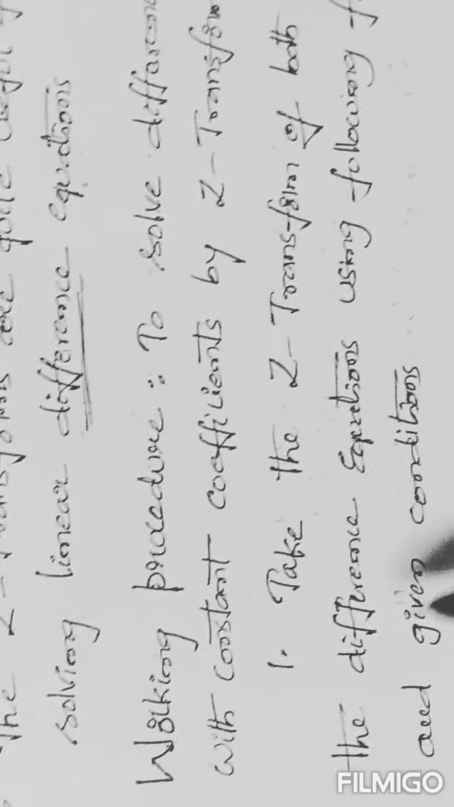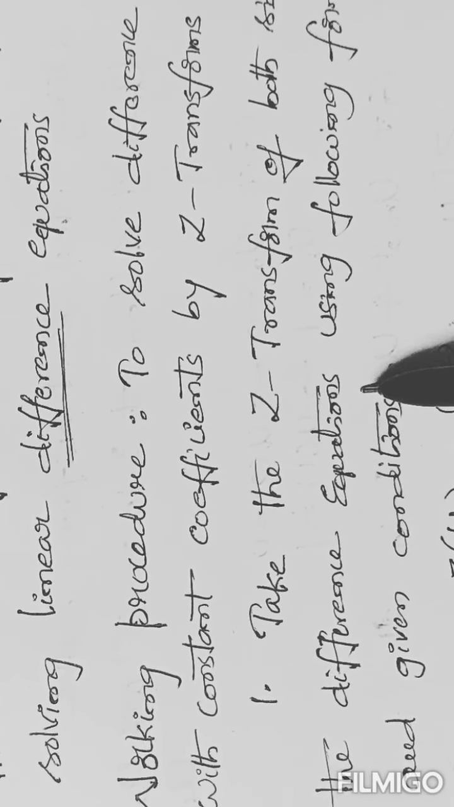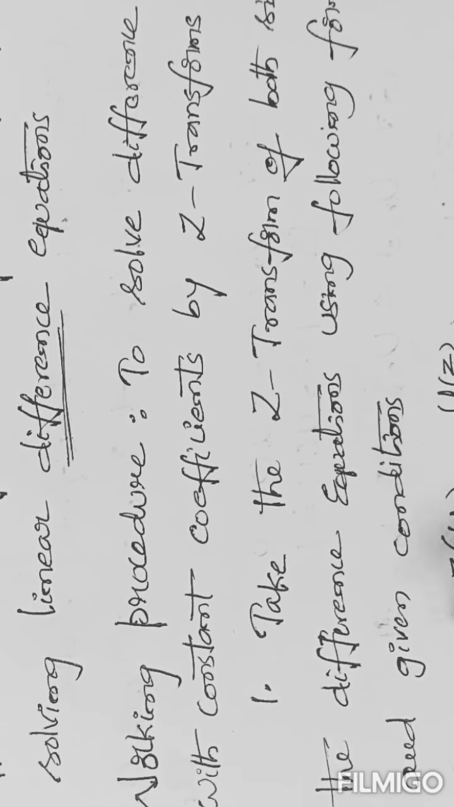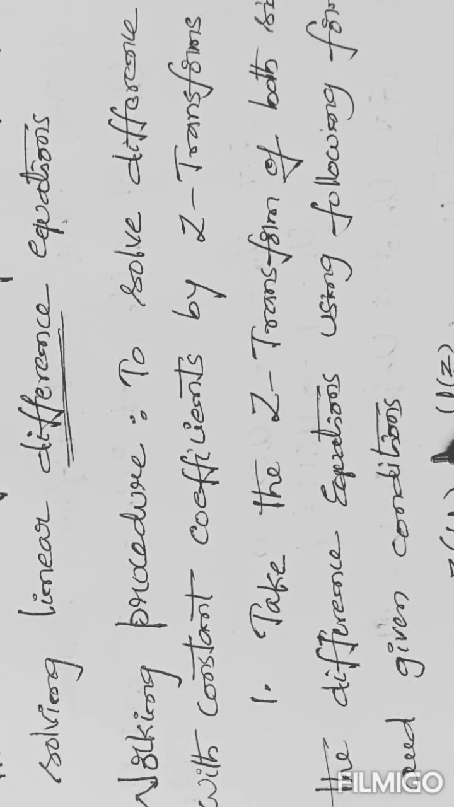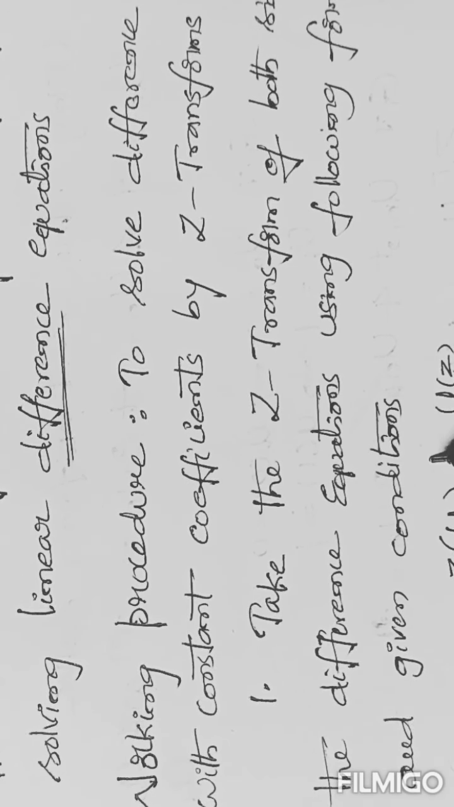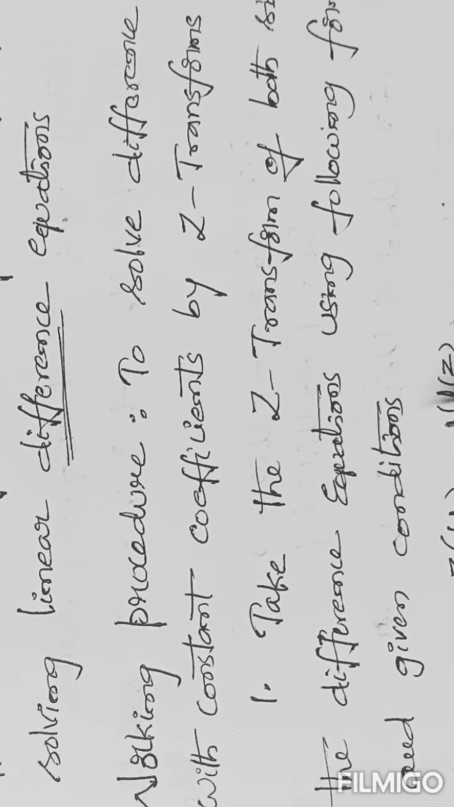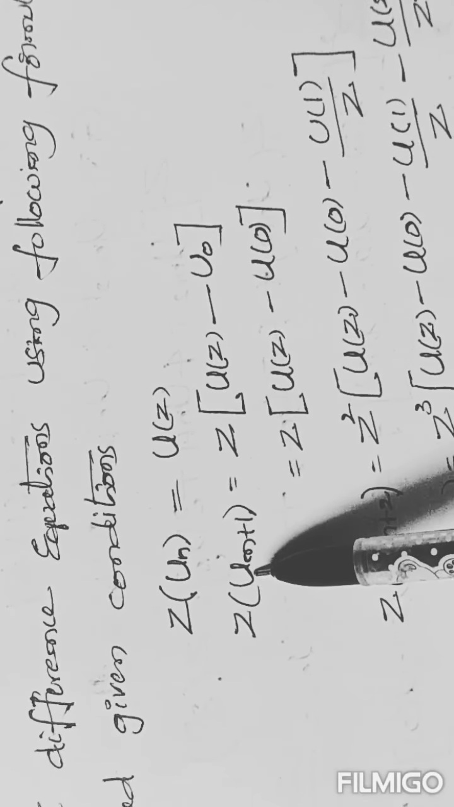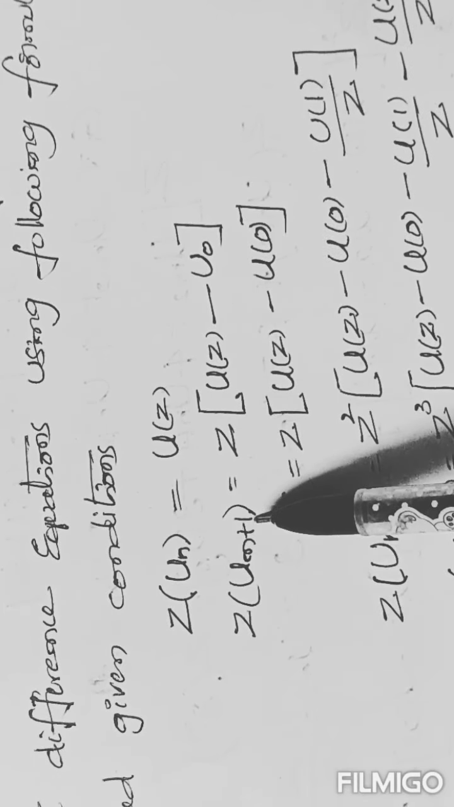The first point: take the Z-transform of both sides of the difference equation using the following formulae and given conditions. First of all, we have to consider the Z-transform on both sides of the given equation, and then we have to use some formulas related to the Z-transform. The Z-transform formulas are defined as Z of u_n equals U of z, and Z of u_{n+1}, the function u shifted left by n plus 1 units.